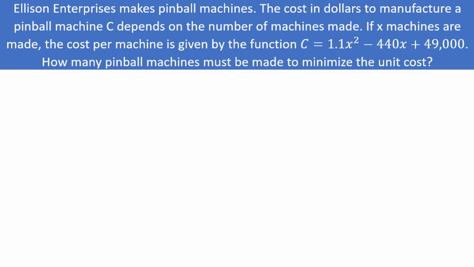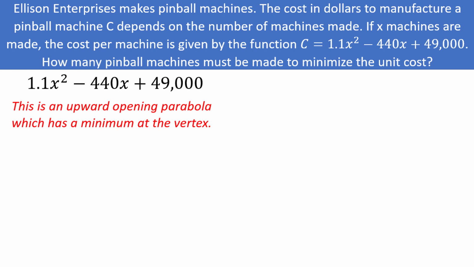Essentially, this question is asking where the parabola is minimized, since the unit cost is represented by a parabola. I'm not 100% sure how realistic it is to have a quadratic equation model the unit cost of a pinball machine, but we'll run with it anyways. We know that this equation is an upward opening parabola as the coefficient on x squared is positive. That means the vertex will be at the minimum.